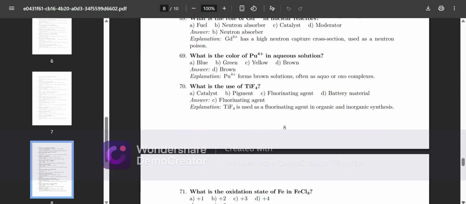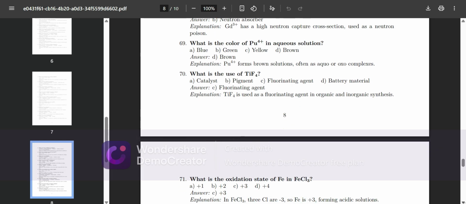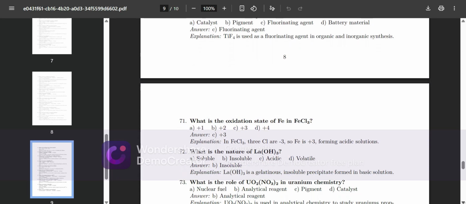What is the color of Pu4+ in aqueous solution? Brown. Pu4+ forms brown solution, often as aqua or oxo complexes. What is the use of TiF4? Fluorinating agent. TiF4 is used as a fluorinating agent in organic and inorganic synthesis.